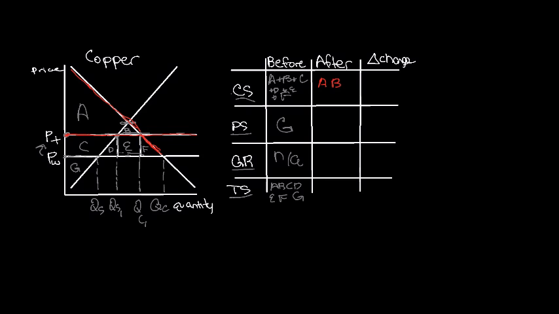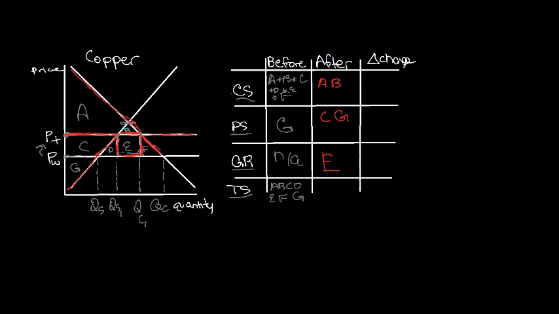And now producer surplus is increased. Below the price and above supply, now it has C and it has G. And now let's talk about the government revenue. So this part, this E, would go to the government because it is in fact a tax on imports, which in turn goes to the government. So they get E. And now what is the total surplus?